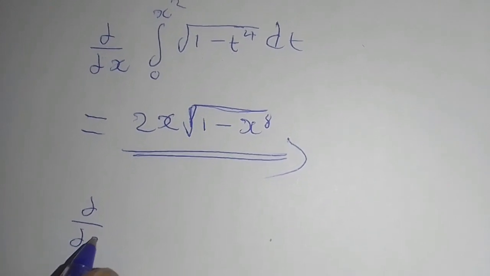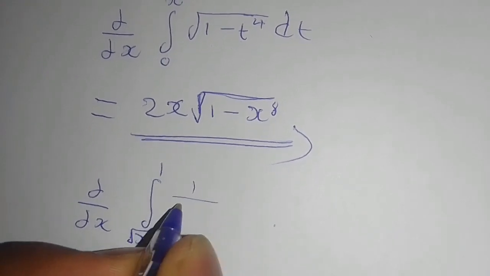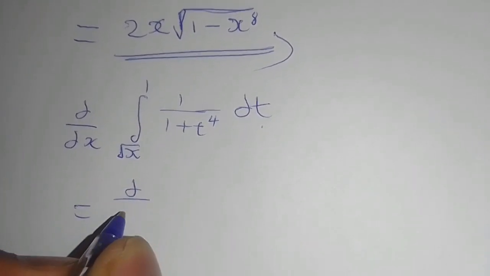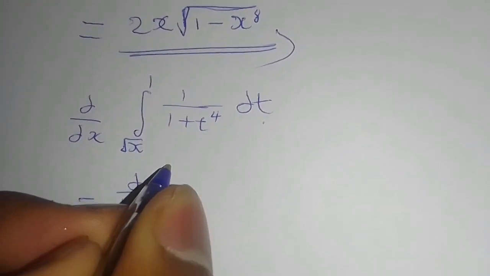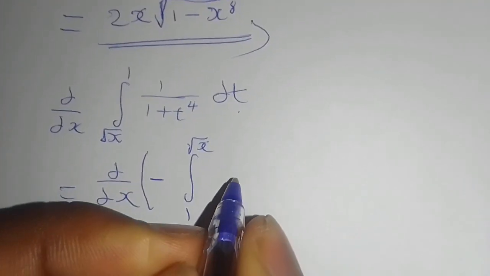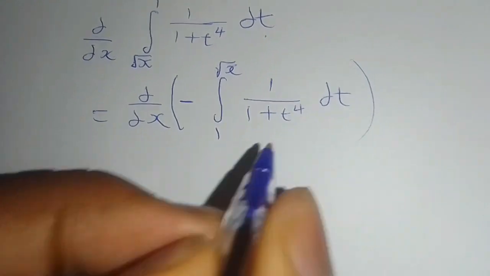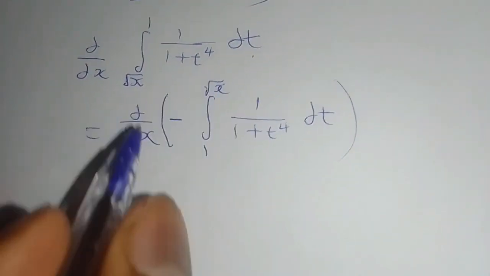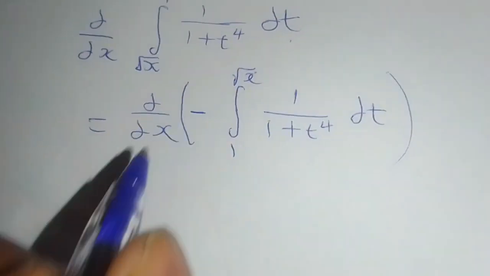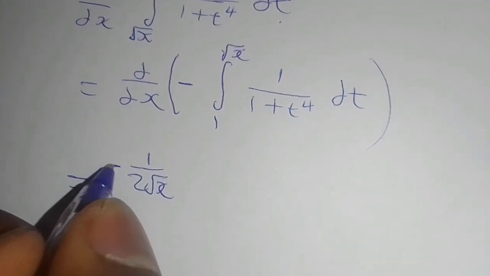If you have d over dx of the integral from the square root of x to 1 of, let's say, 1 over 1 plus t to the fourth dt, this is the same as d over dx of negative the integral from 1 to root x. You just switch the boundaries and put in a negative. Then you have 1 over 1 plus t to the fourth dt, and you plug in the square root of x where you see t, and multiply by the derivative of root x. You apply the formula that I just derived for you. The derivative of the square root of x is 1 over 2 root x. Don't forget that you have this negative, so just put it in front.